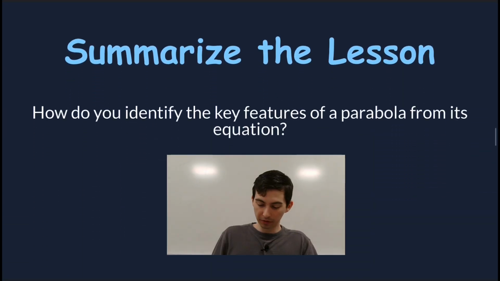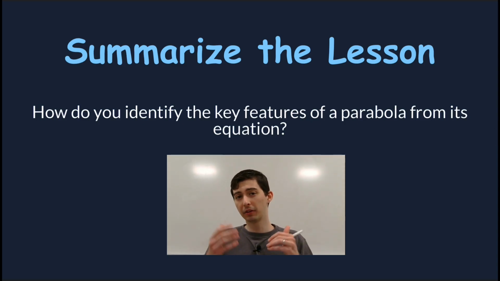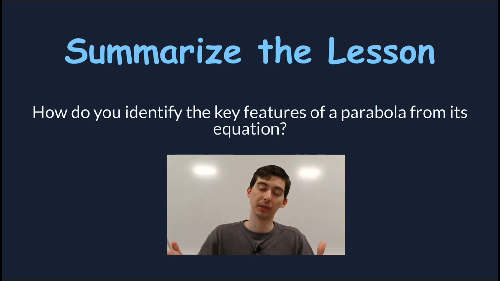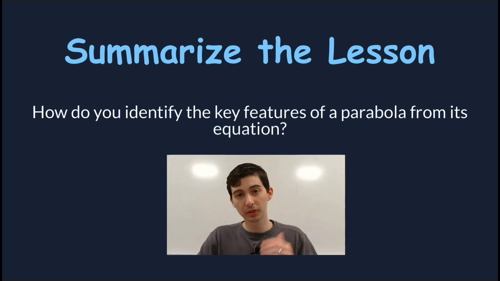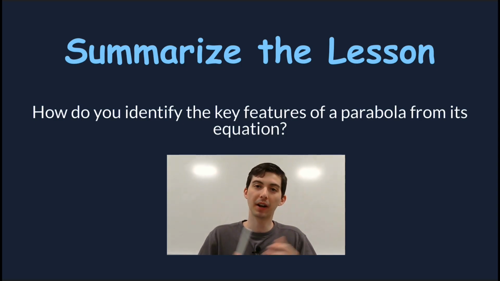So to summarize, how do we find the key features from its equation? The first and most important thing is to find the vertex, because the vertex is going to be able to tell you all of the other values with h and k. We can also find range from the vertex by first determining if it's opening up or down, and then we've got a couple different formulas that we can plug our k value into.